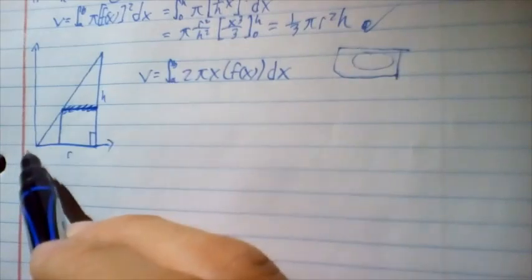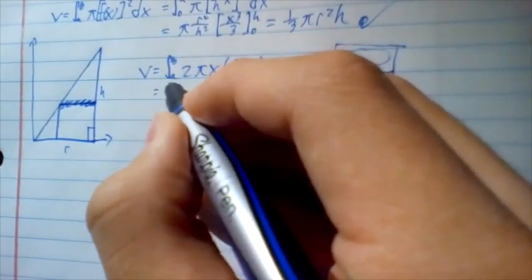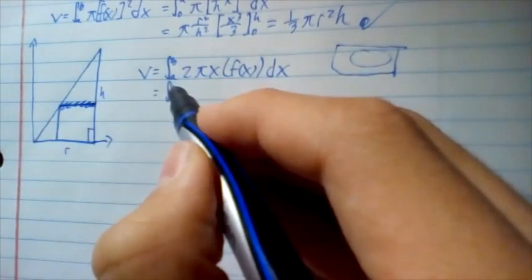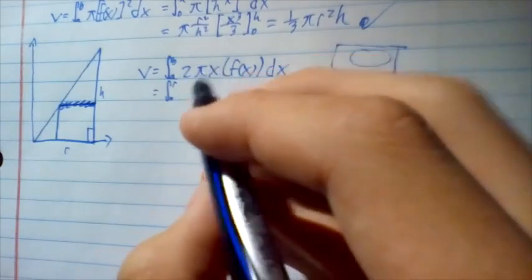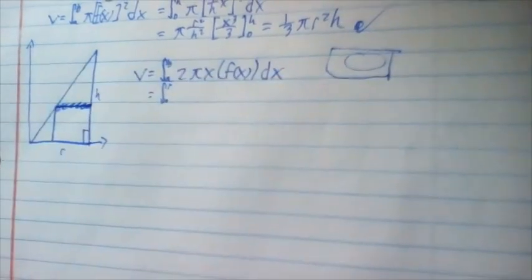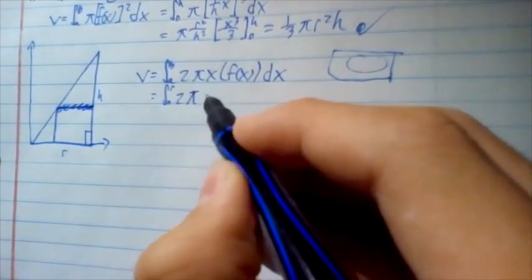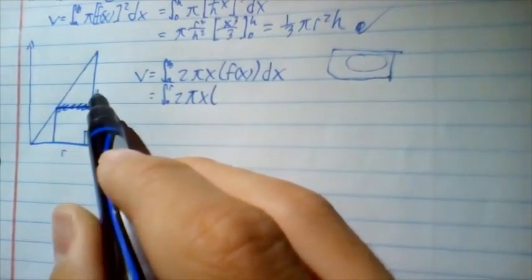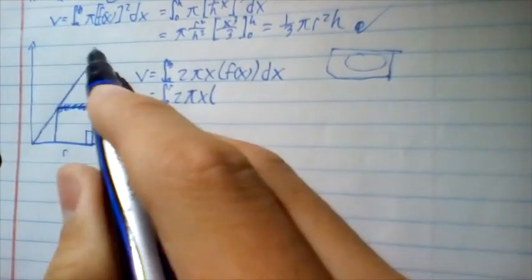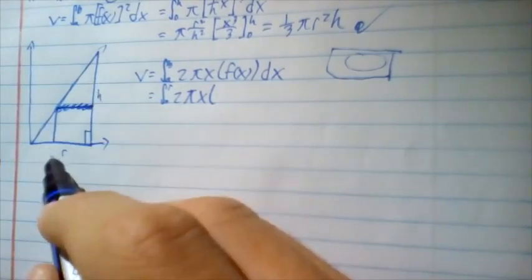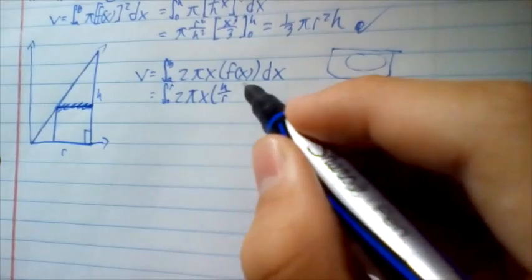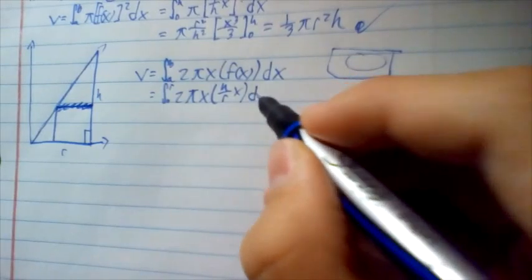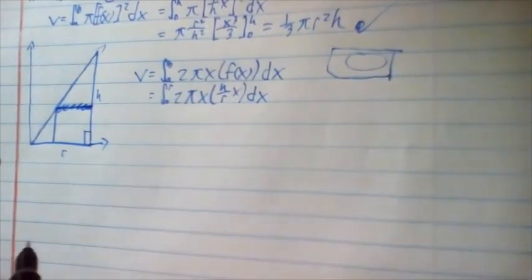In this case, a is equal to 0. So let's start rewriting. The volume is the integral from a equal to 0 to b equal to r of 2 pi times x times f of x, which in this case is going to be this line. This function will be defined as h on r times x. You can probably guess that quite easily from what we said in the second approach. So it's that times dx.